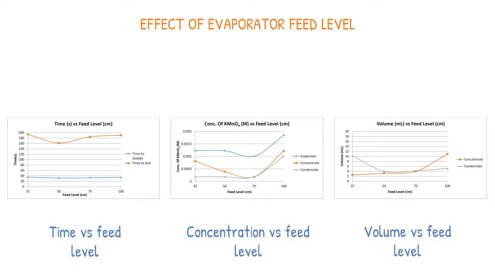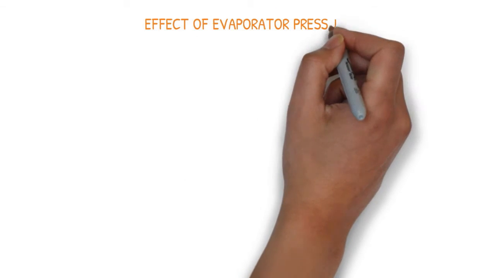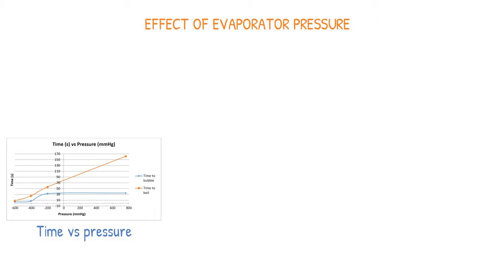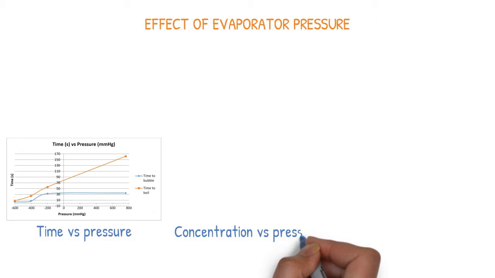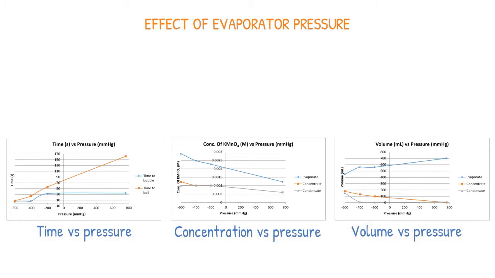The first two graphs show the effects of feed level on the evaporation rate by looking at the time for the first bubble to appear and for boiling to occur, as well as the concentration of potassium permanganate in the evaporate, concentrate, and condensate respectively. Similarly, the experiment is repeated using different values of pressure, varying from atmospheric pressure to 600 mm mercury with increments of 200 mm mercury each, keeping the feed level of potassium permanganate constant. The graphs of time versus pressure and concentration of potassium permanganate are as follows. These are the results obtained from the experiment held using the climbing film evaporator unit.